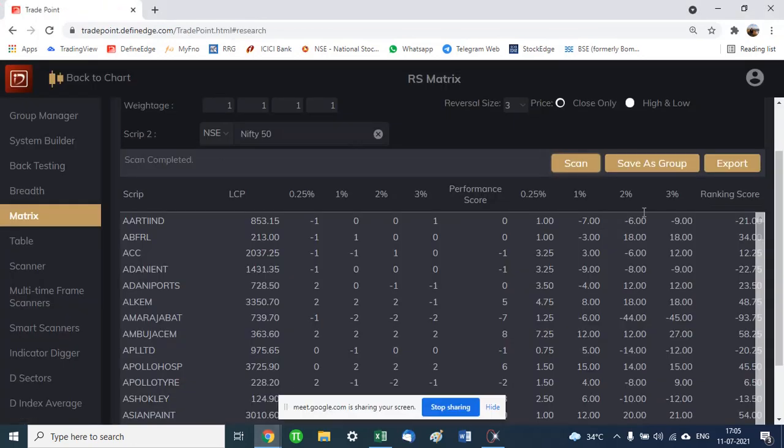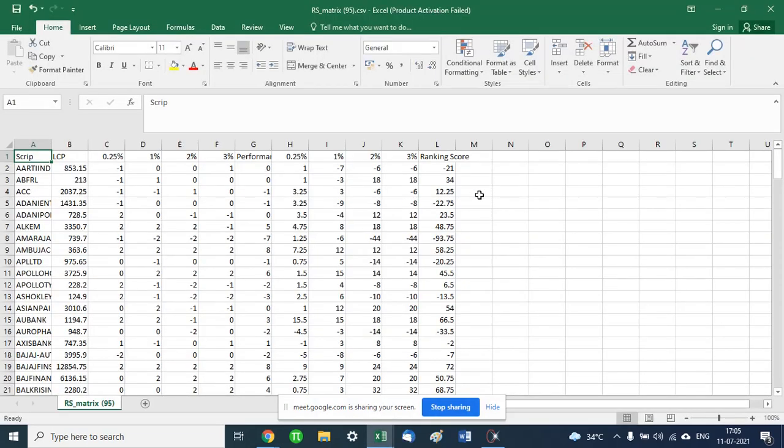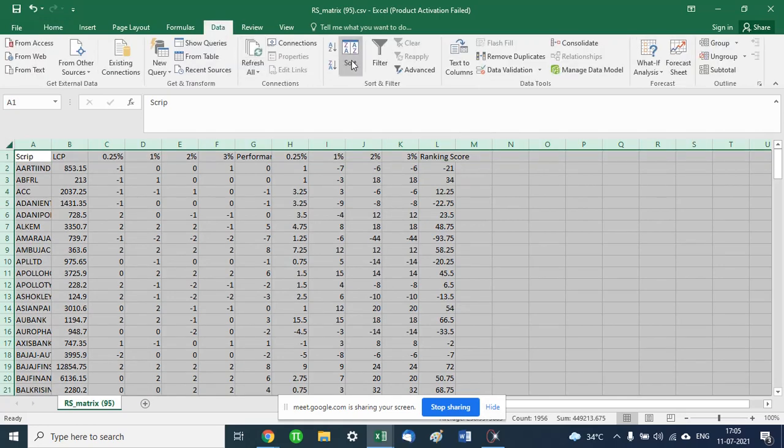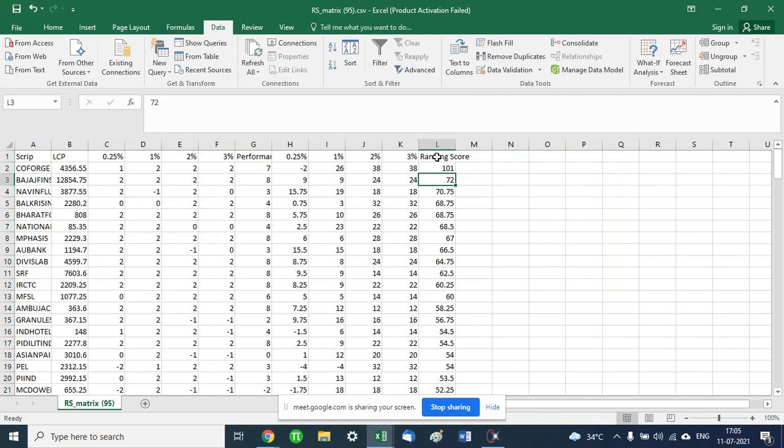This is completed. There's an option called export. So I export it to Excel. Okay, I've got this in Excel. I run a sort on this. I sort it by ranking score, largest to smallest. So you see this ranking score.